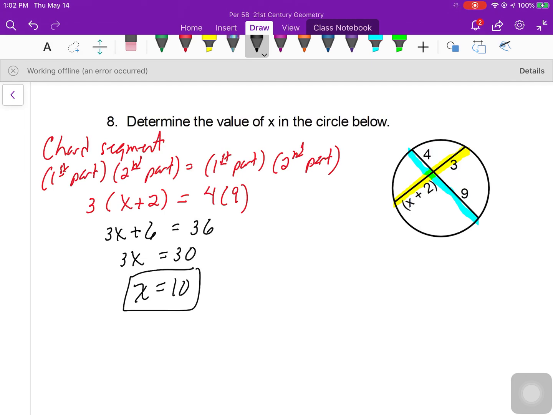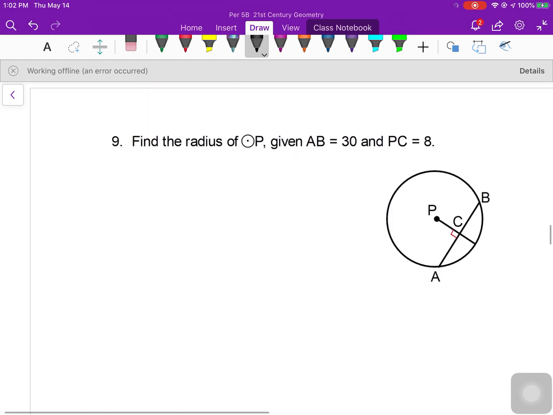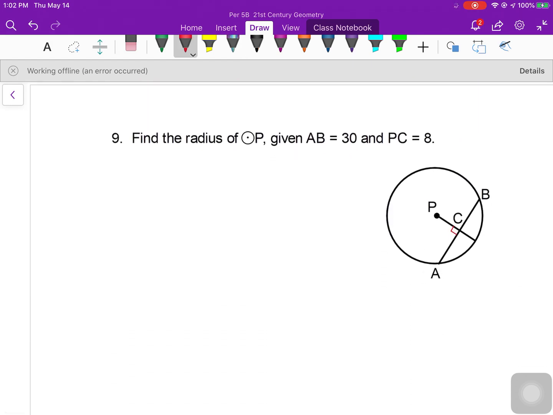Any questions on that chord segment problem? If you do, please go ahead and see me in the Teams app.